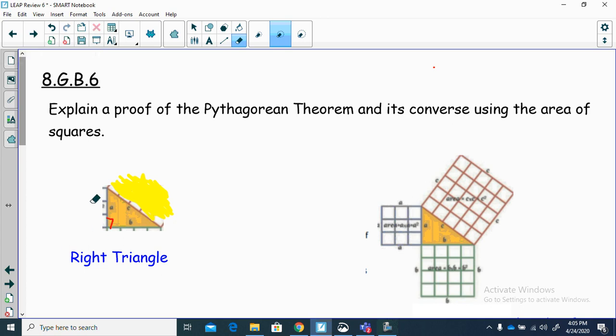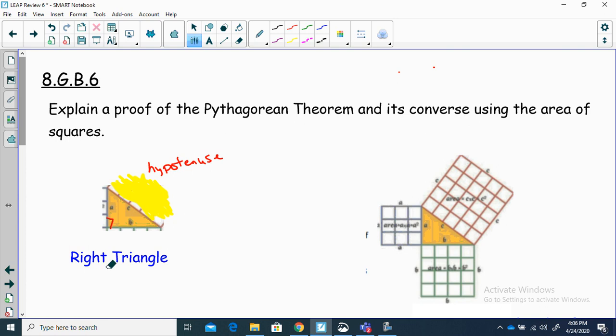So if we're looking at a right triangle, like right here, okay, let's get some pens. If your right angle is here, across from the right angle is what we call the hypotenuse. That's your hypotenuse. That's the longest side on any right triangle. The other two sides are not your hypotenuse, they're called legs.